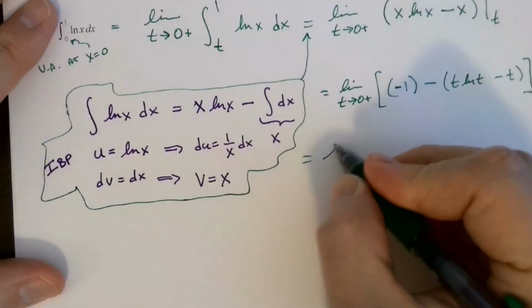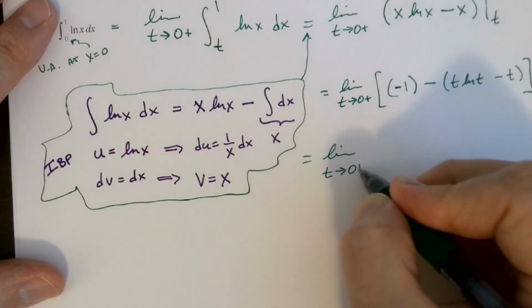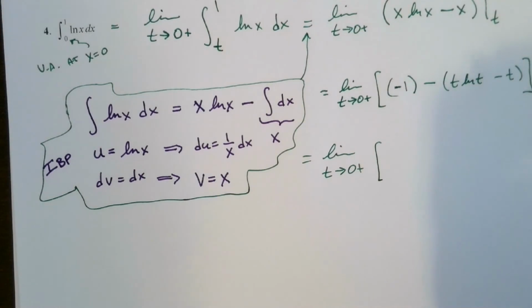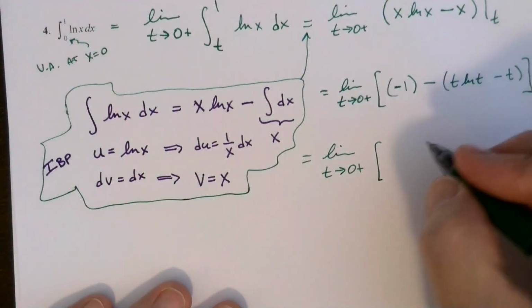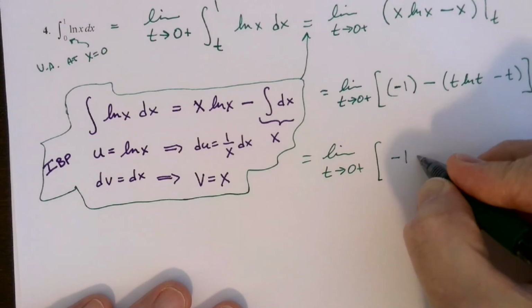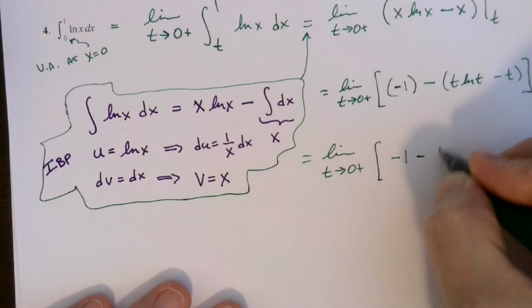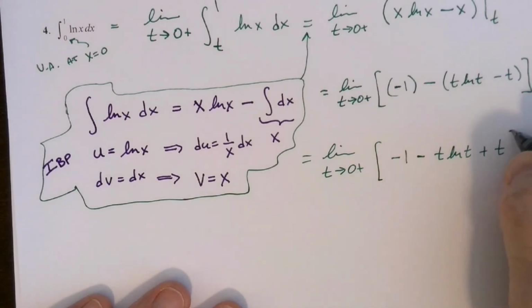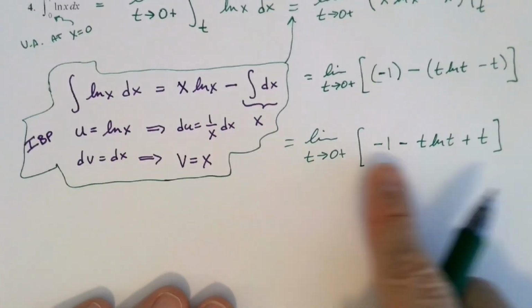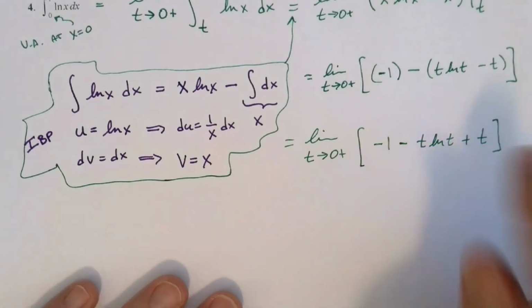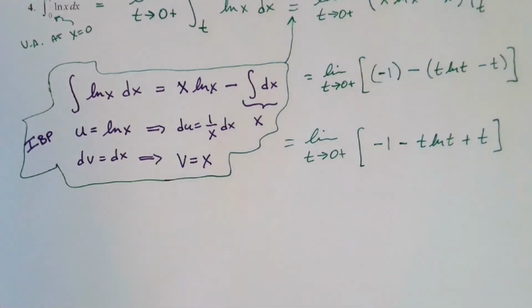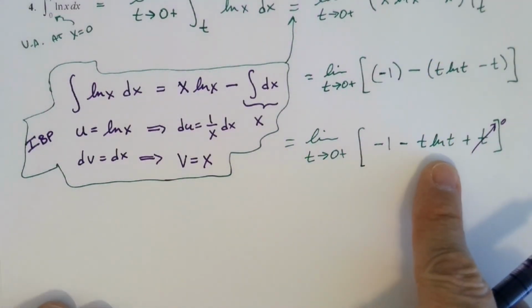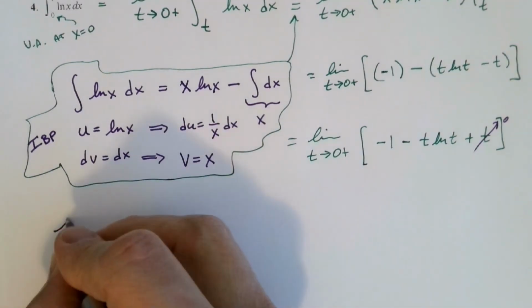So let's clean this up a little bit. Limit as t approaches 0 from the positive side of negative 1 minus t natural log of t plus t. Okay, now as t approaches 0, I can certainly plug in here and I get 0. So this here is clearly going to 0. But what about this? t times the natural log of t. Well, let's take a look at this.